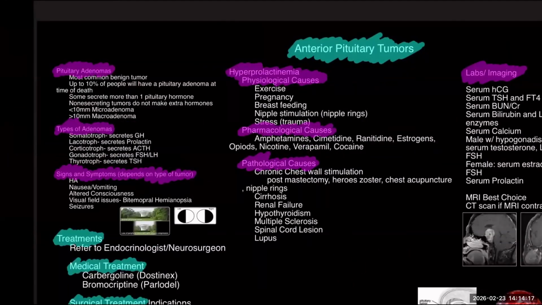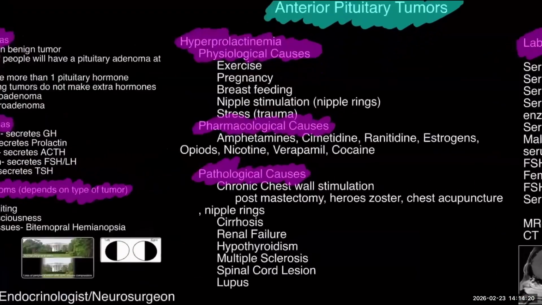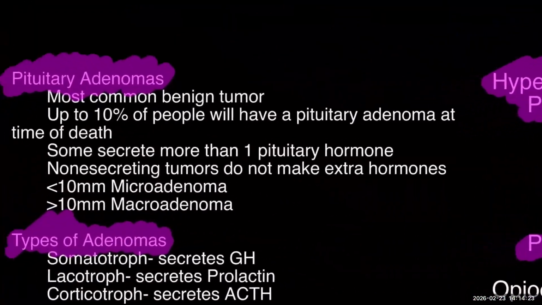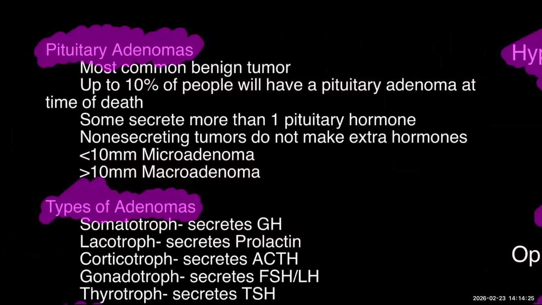So we're going to first focus on anterior pituitary tumors. Okay. Pituitary adenoma is the most common benign tumor there is. 10% will have a pituitary adenoma at the time of death. So 10% of people will have some form of a pituitary adenoma. Some will secrete more than one pituitary hormone. So we know we have different types of tissue types within the pituitary gland. Sometimes they will secrete more than one of those, growth hormone, prolactin. It'll be a mixture.